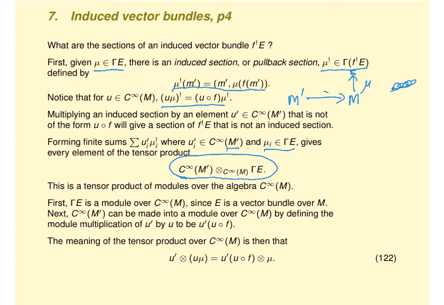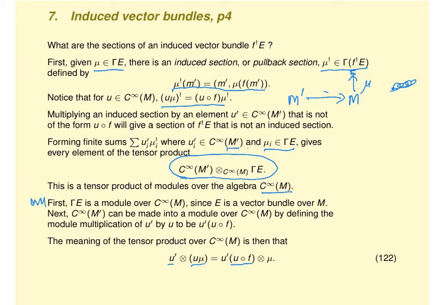But first, let's just look at what this means. It's a tensor product of modules over the algebra of smooth functions on M. And the tensor product, let's skip to the bottom of the slide, essentially means that if we've got a tensor product of a function on M prime and, I beg your pardon, a section of E, and if we multiply that section of E by a function on M, then we can move that function across the tensor product as long as we take its composition with f.